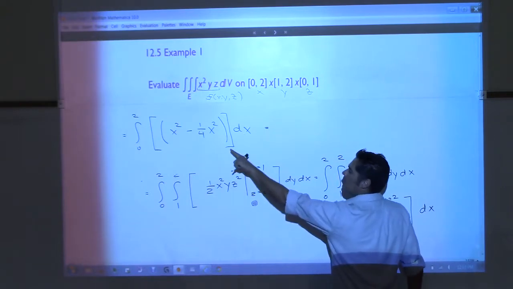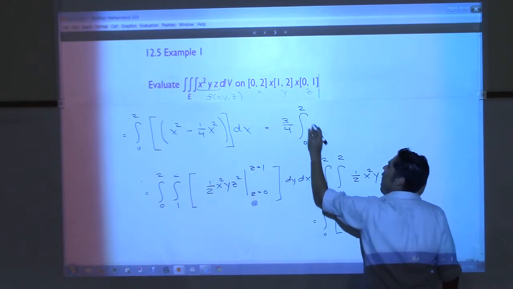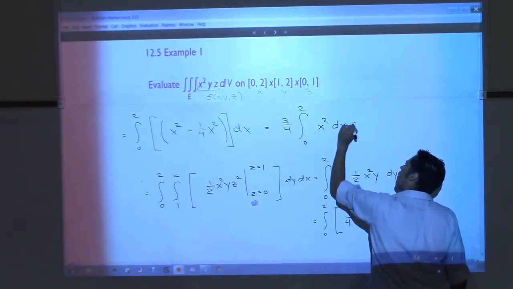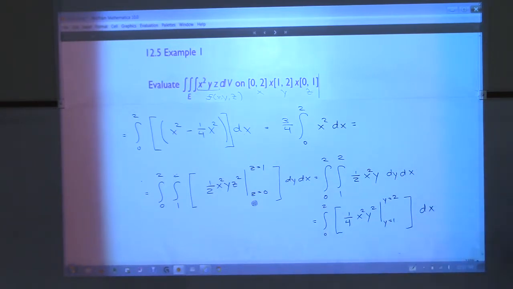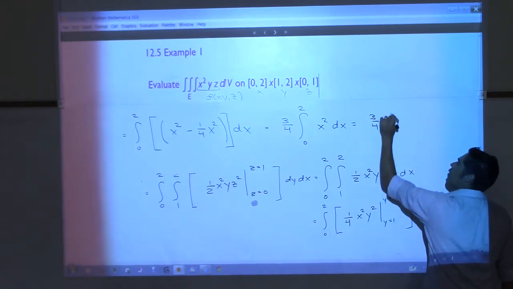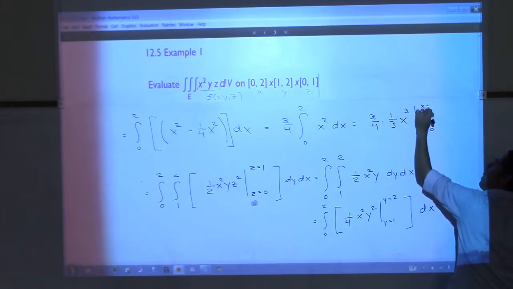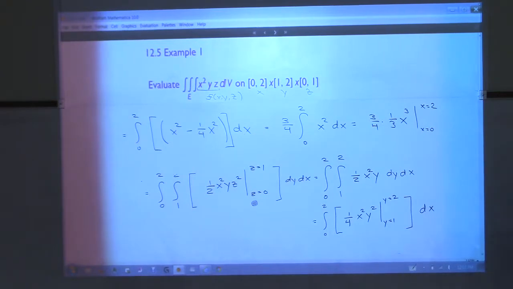I'm going to pull the 3/4 out. We could have pulled that constant out a long time ago, but I just kept it in here. And now integrate, we'll get 3/4 times 1/3 x cubed, evaluating from x is 0 to x is 2. What is it? 8/3. We have the 3/4 out there too, so this should just be 2.